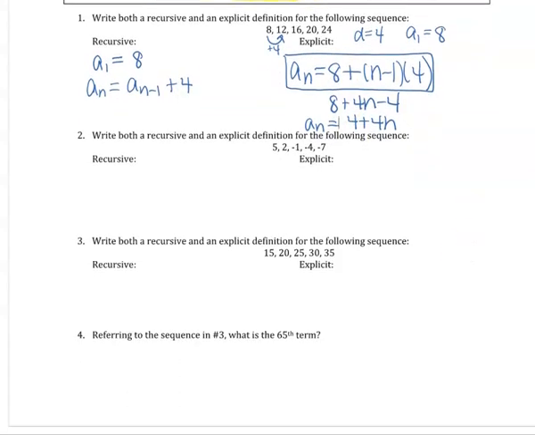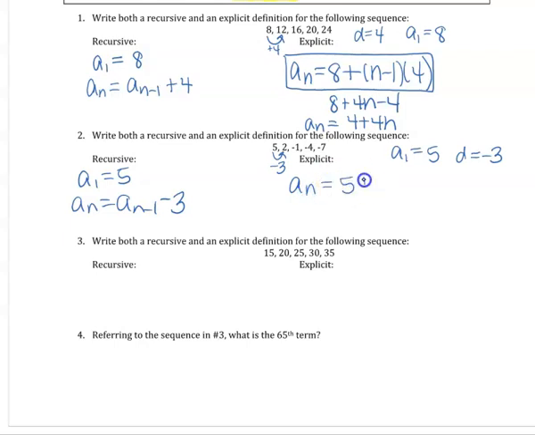So moving on to the next one, it looks like we have a first term of 5. And then I think we're going down by 3 each time. So my common difference is -3. So recursive, two parts. First term is 5. If you want the next term, we're going to take the previous term and do what to it? Take away 3. Explicit formula: a sub n equals a sub 1 plus n minus 1 times d.